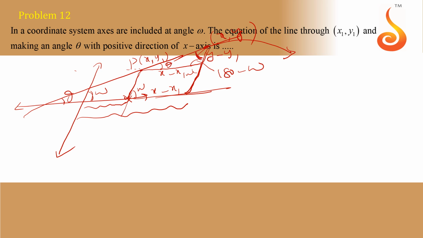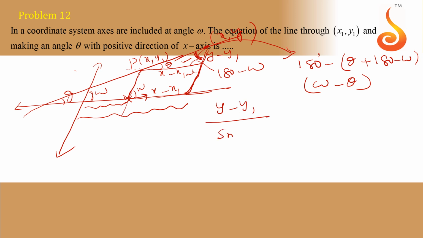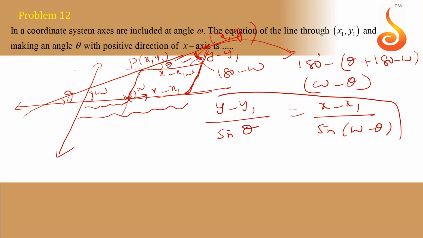So this angle will be, sum of three angles 180, 180 minus theta plus 180 minus omega. So 180 gets cancelled, omega minus theta is that angle. Now in this small triangle here, apply the sine rule. So can I say like this, (y minus y1) by sine theta equal to (x minus x1) by sine of (omega minus theta) is the equation of the line.